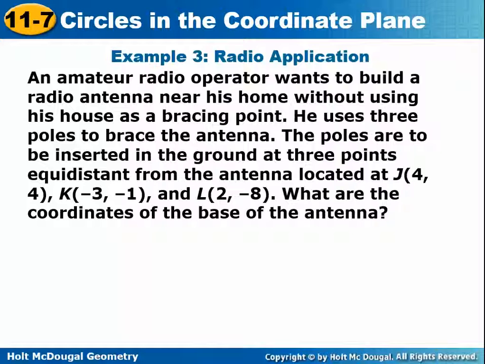All right, so there's an application problem. It's kind of lengthy. Let's see what it says. An amateur radio operator wants to build a radio antenna near his home without using his house as a bracing point, so he doesn't want to attach it to his house. He uses 3 poles to brace the antenna instead. The poles are to be inserted in the ground at 3 points equidistant from the antenna, so it's like a tripod. And that's where he's going to put his poles at 4, 4, negative 3, negative 1, and 2, negative 8.